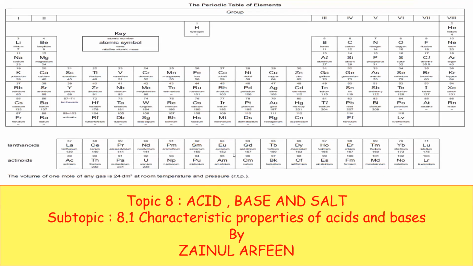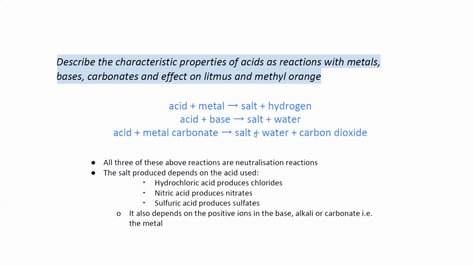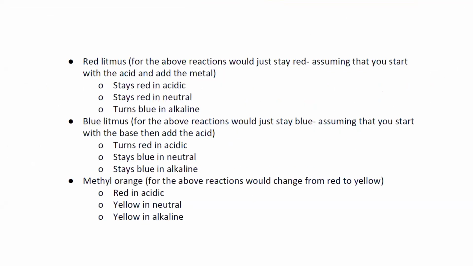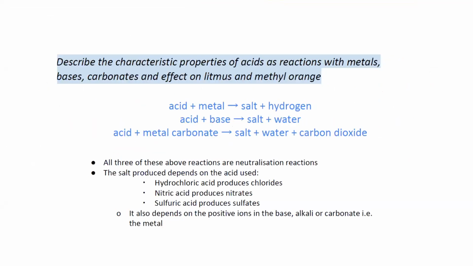So this is it for the class today, from the explanation point of view. We started with the definition of acid, and then we discussed the characteristics of the acid, and the last part was about the indicators.